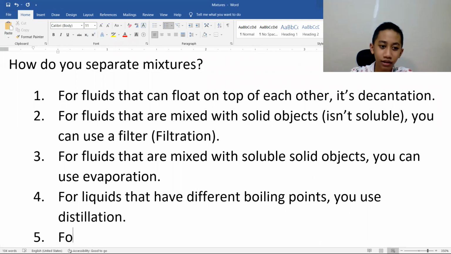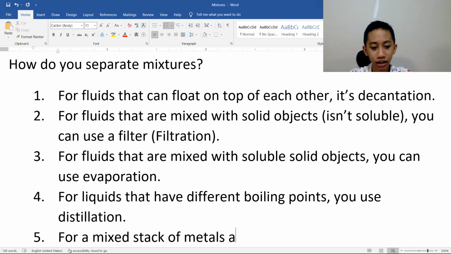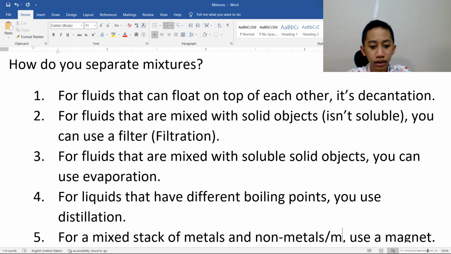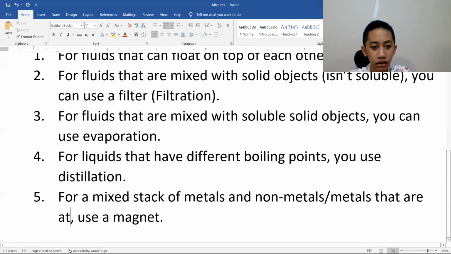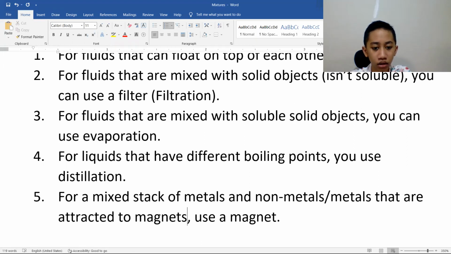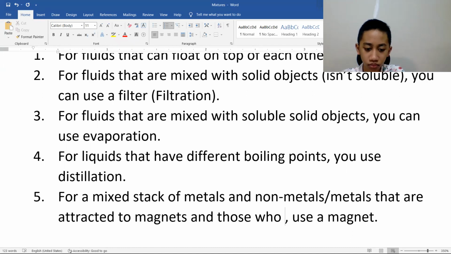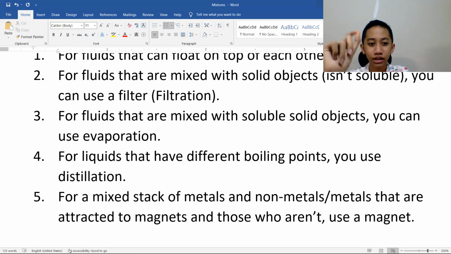Number 5, for a mixed stack of metals and non-metals, or metals that are attracted to magnets and those that are not, use a magnet. You can just use a magnet, and then you need to separate it again.